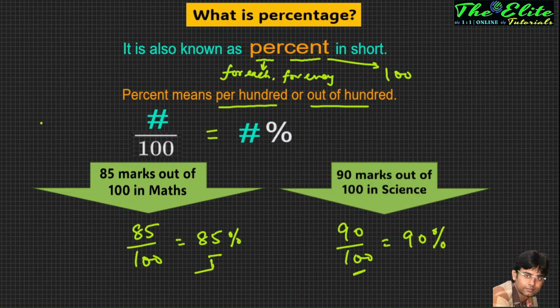You can also see here that the percentage is taken out from a fraction, so we can call percentage or percent a kind of fraction, but it is not a normal fraction. It is a special fraction whose denominator is 100, and the numerator could be any number. So it is also a fraction. You should remember that. Okay, let's move on.